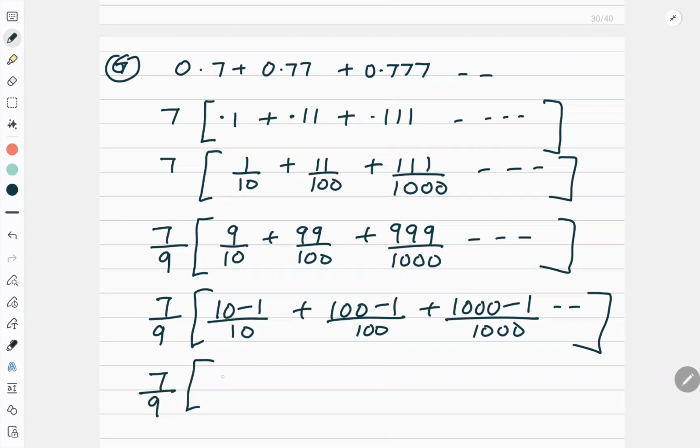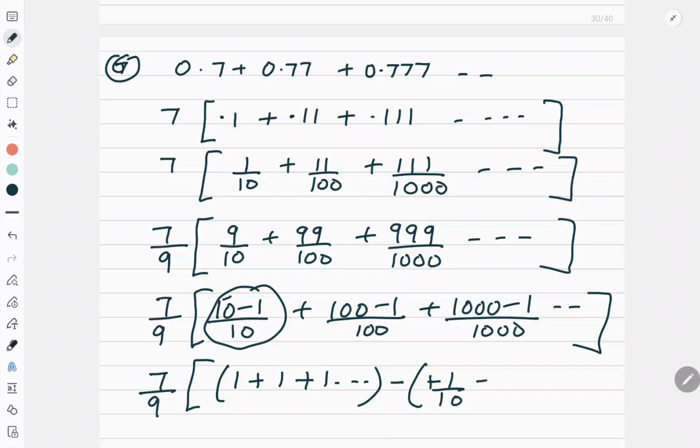Now the first term, the first bracket I am forming: 10 by 10 is 1, 100 by 100 is 1, 1000 by 1000 is 1, up to n terms. Now from the second term of this, first term I included, now this one. So if I take the minus sign common, the first term will give me 1 by 10 plus 1 by 100 plus 1 by 1000 and so on up to n terms.